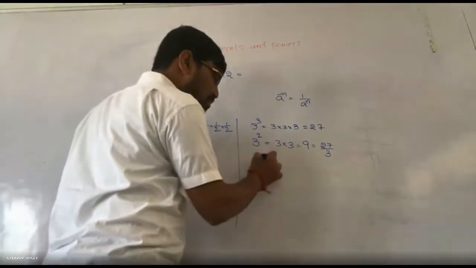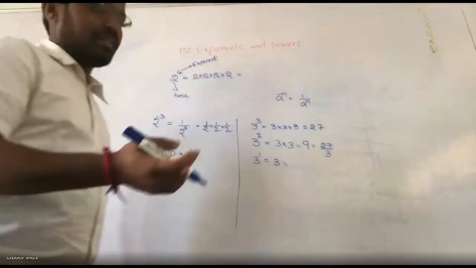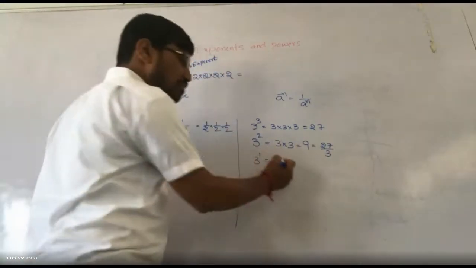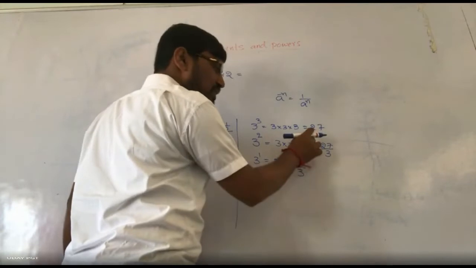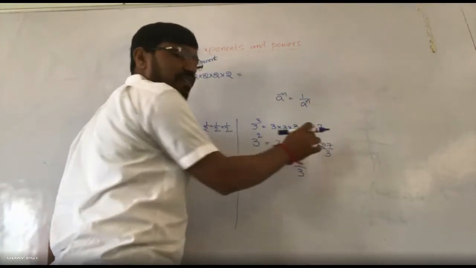Always, 3 power 1 is nothing but 3. So 3 power 1 can be written as 9 divided by 3. Whatever answer you are getting here, we are dividing by 3.